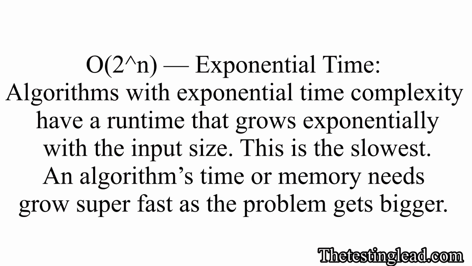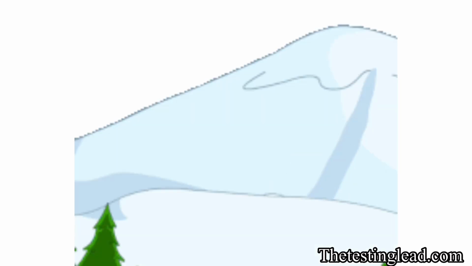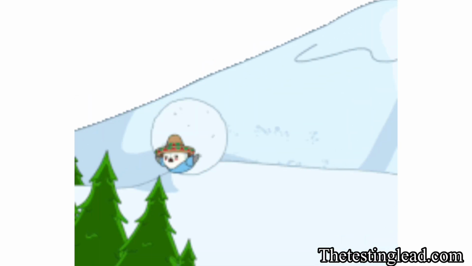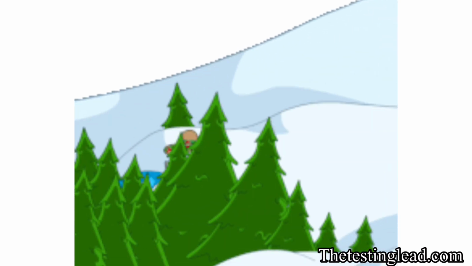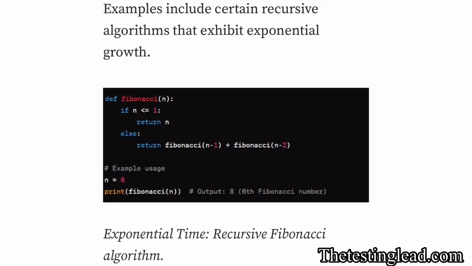Big O of 2 raised to the n, exponential time. Algorithms with exponential time complexity have a runtime that grows exponentially with the input size. This is the slowest. An algorithm's time or memory needs grow super fast as the problem gets bigger. It's like a snowball rolling downhill, getting bigger and bigger really quickly. Examples include certain recursive algorithms that exhibit exponential growth.